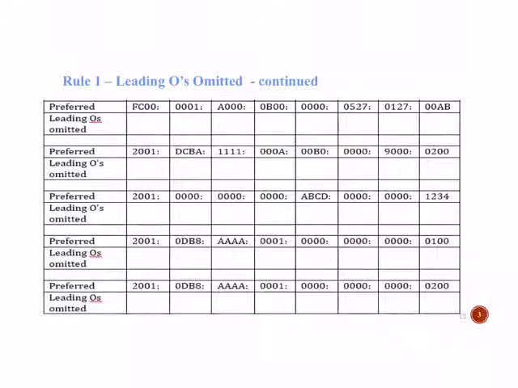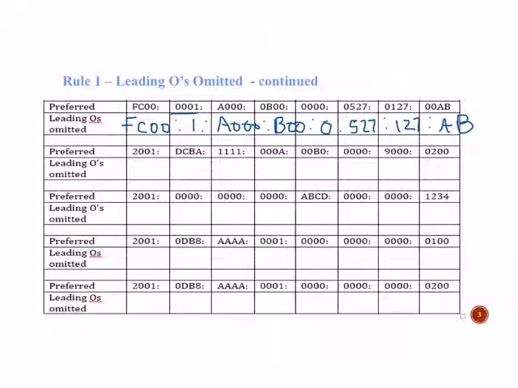Here are a few more examples of Rule 1, omitting the leading zeros. The first example would be FC00 with a colon. This one has 3 leading zeros, so I'll say just the 1. A-zero-zero-zero, and a colon. I can leave out the 0 here and go B00, a colon. I can go down to 10 in this one. Leave off the first 0, so it'd be 527 and a colon. Leave off the leading 0 here, so it'd be 127 and a colon. There are 2 leading zeros in the last one, so it'd be AB. Again, making it much easier to read.